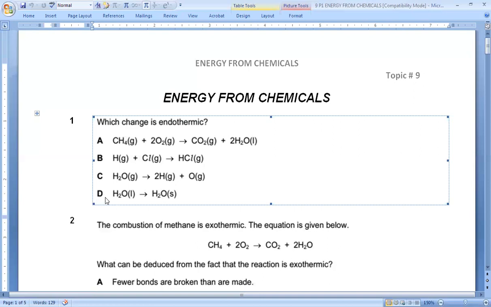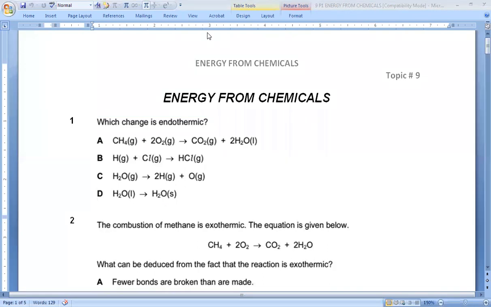While for option D, remember, water molecules change into solid. This is a release of energy, so it is exothermic. A, B, and D are exothermic. Only option C is endothermic. The correct answer is C. This is the correct answer of this question.